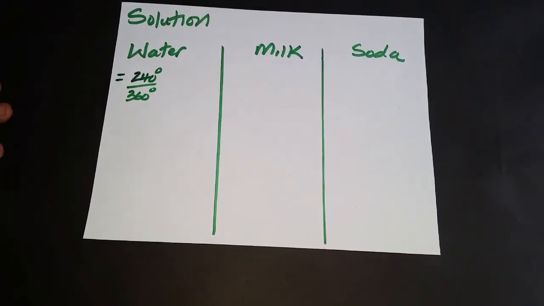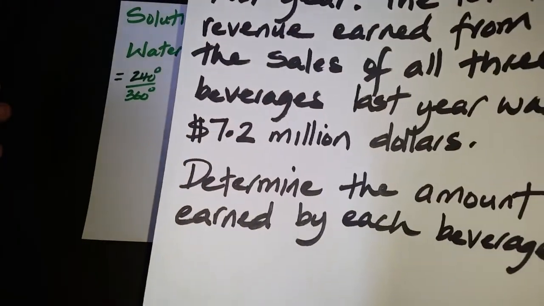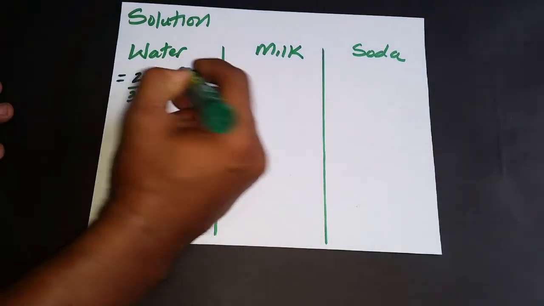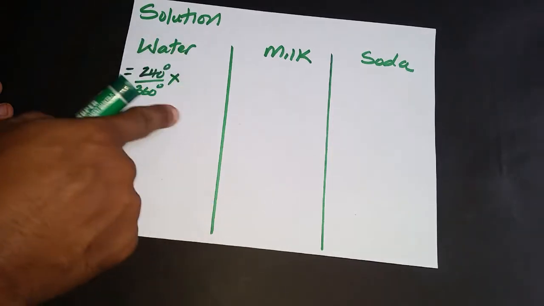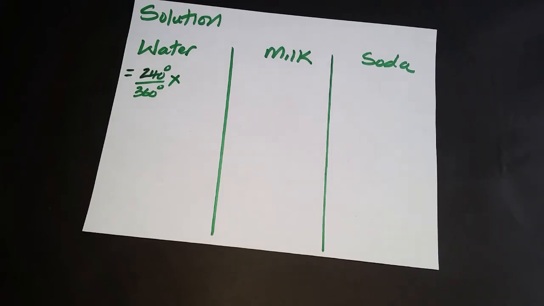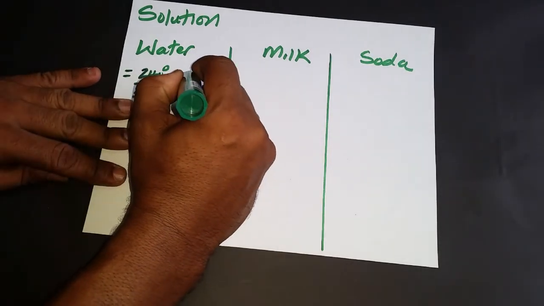Now, this is the part that students normally mess up. It says 7.2 million was the total earned by all 3 beverages. Now, you can't put 7.2 here, all right? I've seen where students put 7.2. 7.2 is 7.2. It says 7.2 million, and 7.2 million is this.